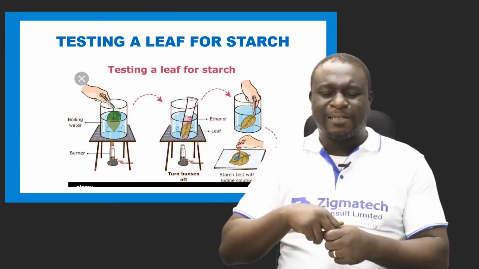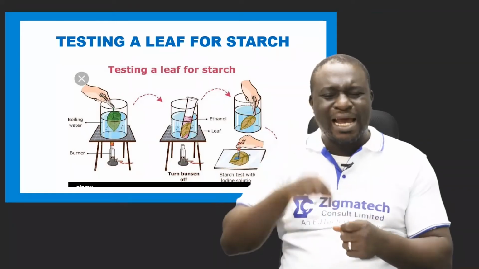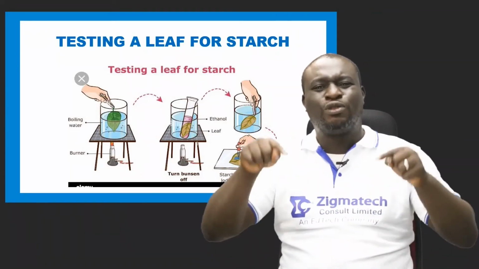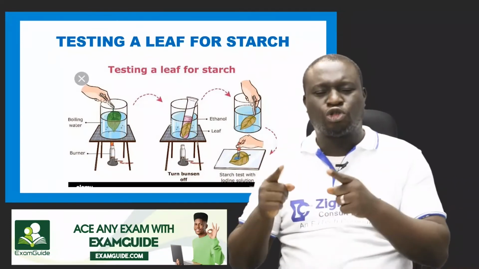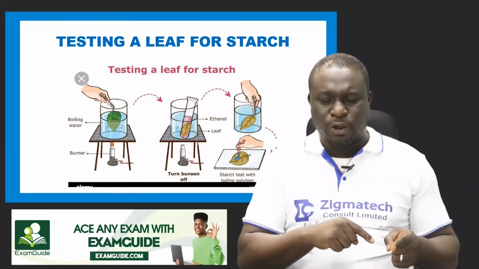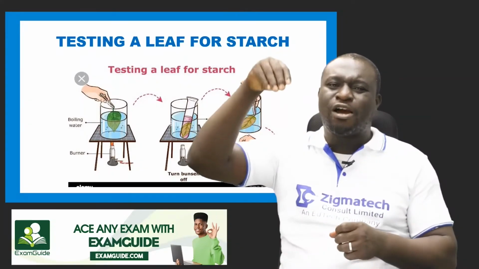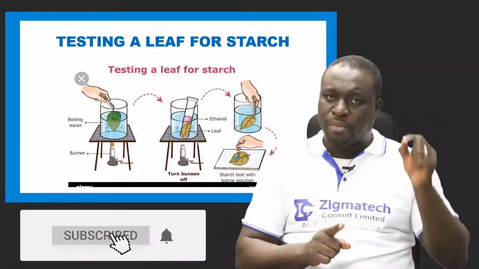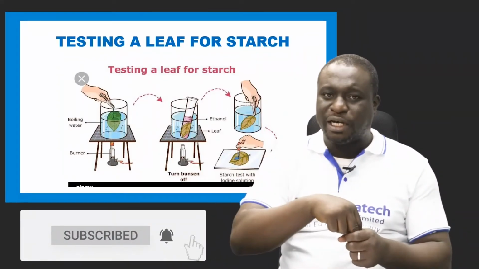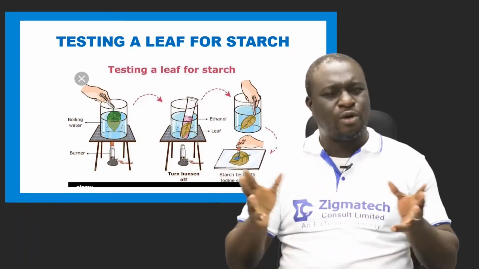Now, you leave it there. One of the purposes for putting it into the ethanol is simply to decolorize the leaf, or to remove the chlorophyll. Okay? Now, after that is done, you put the leaf in hot water, not boiling this time. Please take note. The first one must be boiling. Then in the second one, you just put it in hot water or warm water.